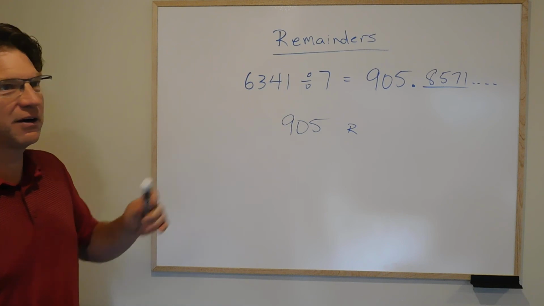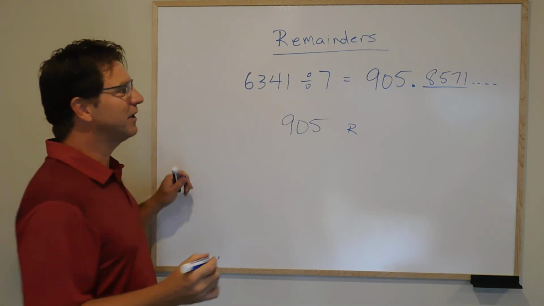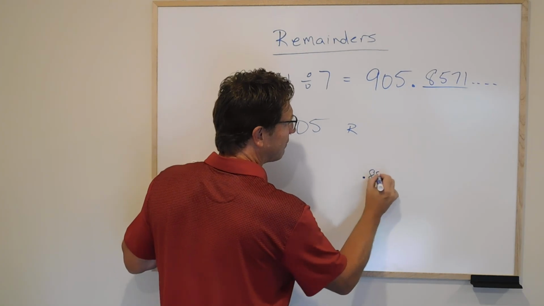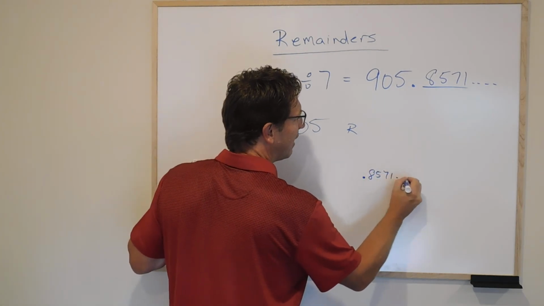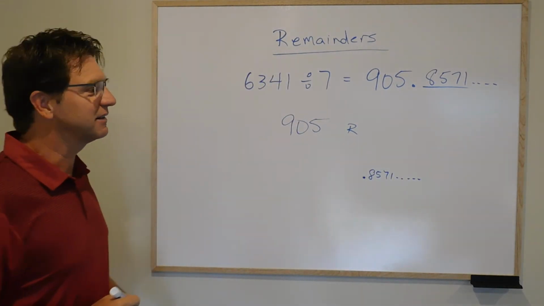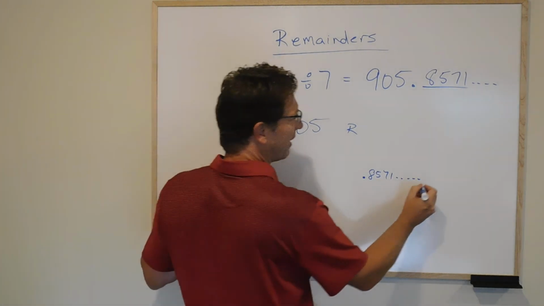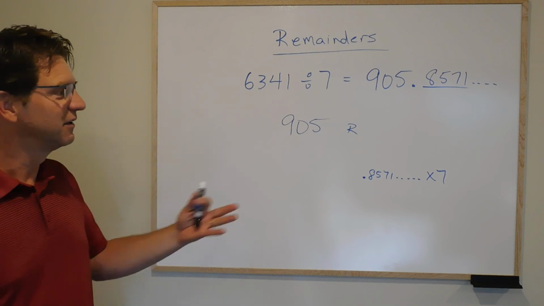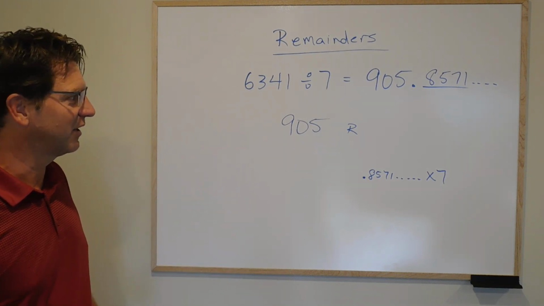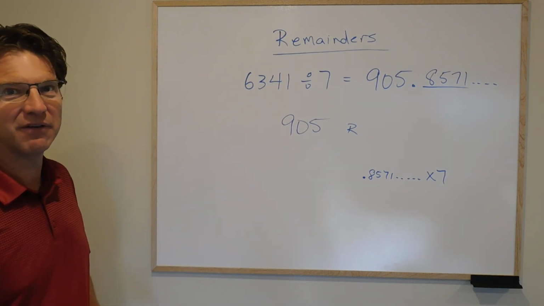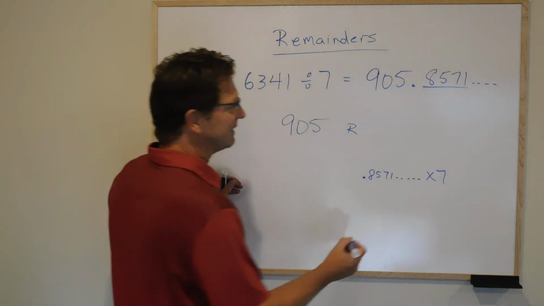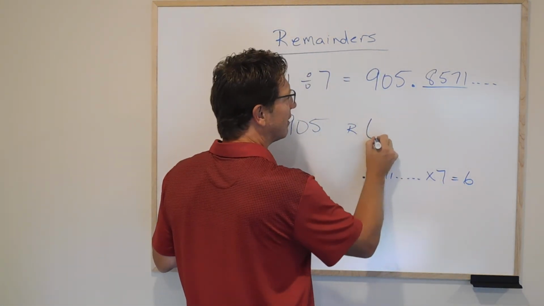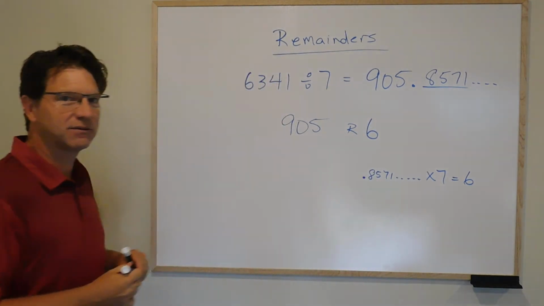So how do you find out what that is? Well, you take 0.8571 and continued, whatever it is, and you multiply that by 7. And since we're using our calculators, feel free to just put it into your calculator and multiply it by 7. And what you're going to see is that equals 6. So our remainder is 6, right?